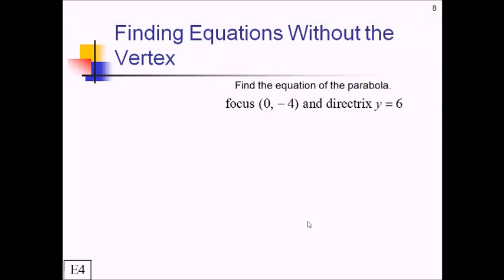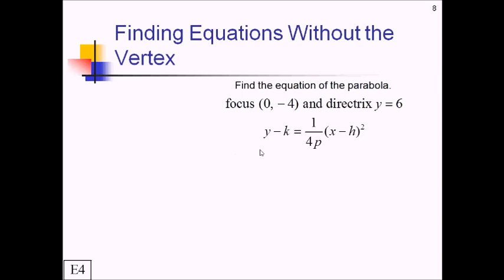For our last problem, we're going to find the equation of a parabola. Let's start by writing the correct formula for this. Since we have y values and a horizontal directrix, we're going to have to do the y minus k equals 1 over 4p times x minus h squared formula. So now let's figure out, we need h, k, and p to plug everything in here.